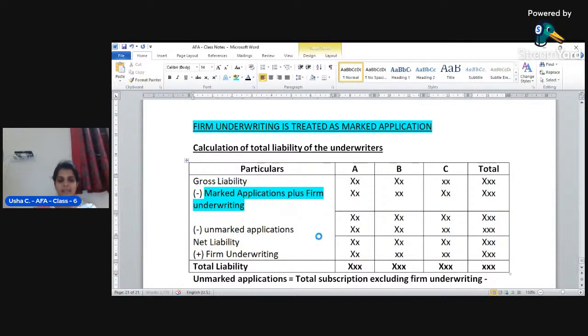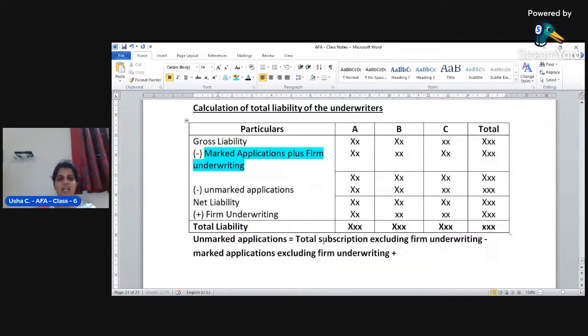Then unmarked application. How to calculate unmarked application? Unmarked applications can be calculated like total applications received minus marked applications. Not adding with any firm underwriting here. Okay, out of total applications received, whatever the marked application you just deduct it, then the balancing amount is called as unmarked application. Got it? Everyone got it now?